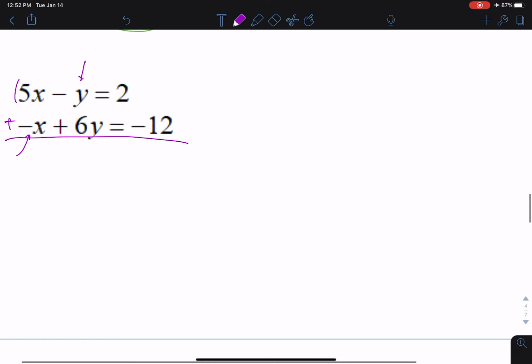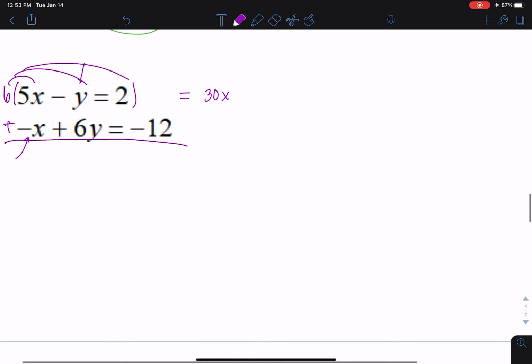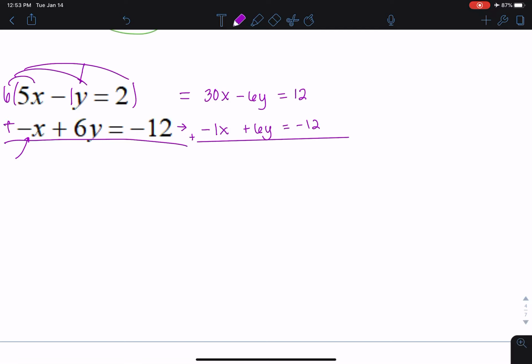I'm going to multiply the top equation by 6. So when I distribute, 6 times 5x is 30x, 6 times negative 1y is negative 6y, equals 6 times 2 is 12. Carry the second equation over. So I have negative 1x plus 6y equals negative 12. Now add the equations. 30x plus negative 1x is 29x. Negative 6y plus 6y cancels. And 12 plus the negative 12 is 0. Divide by 29.